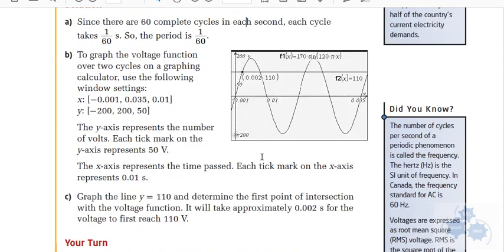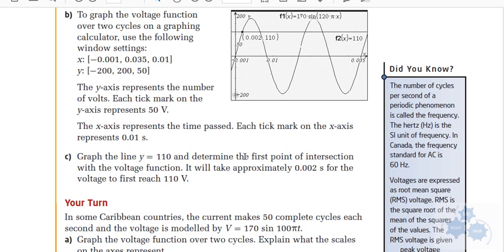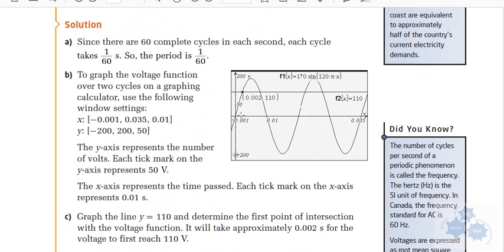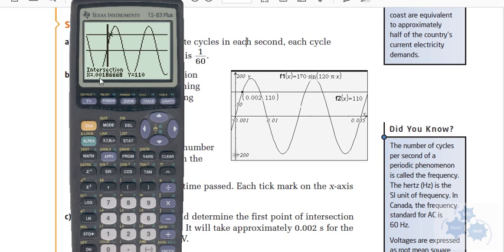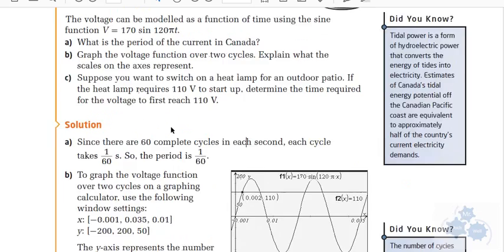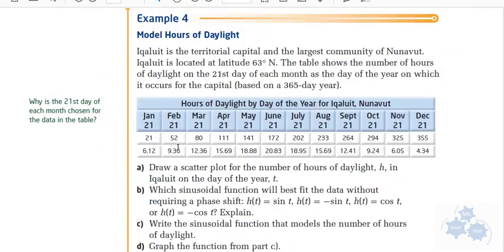Okay, so they've rounded to 0.002. Anyways, so there you go. That's your time right there. And you want to be as exact as you can, so you write that decimal down. That's where it would be. Okay, all right, so that's a quick peek at what we're doing this lesson.